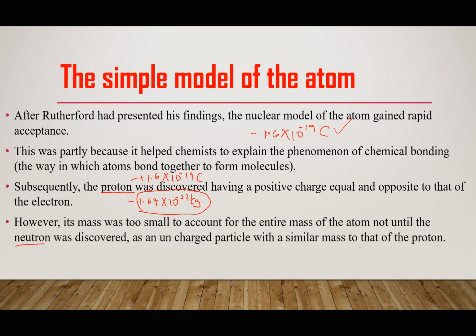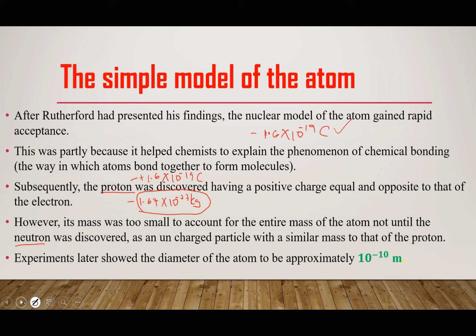So at least the discovery of the neutron could account for the mass of the atom, because several neutrons could add up with the protons to account for the total mass of the atom. So the discovery of the neutron also helped scientists to agree with Rutherford's model of the atom.